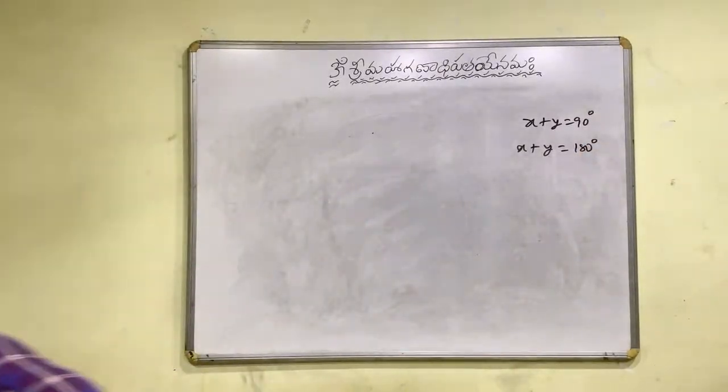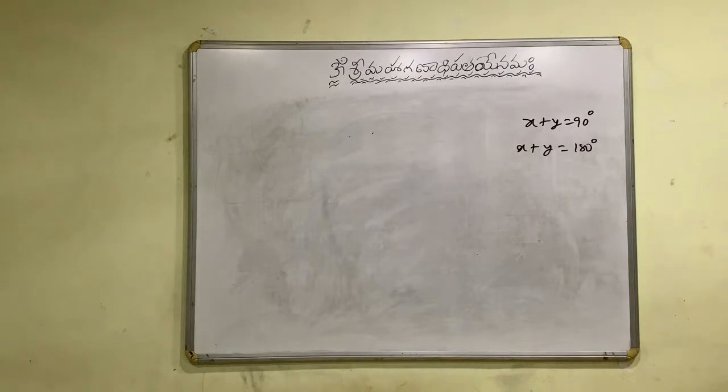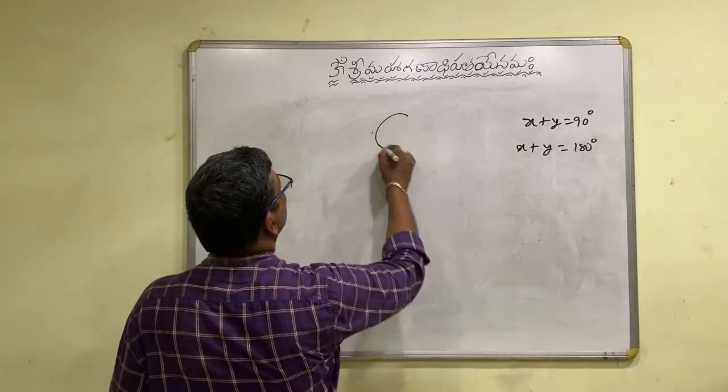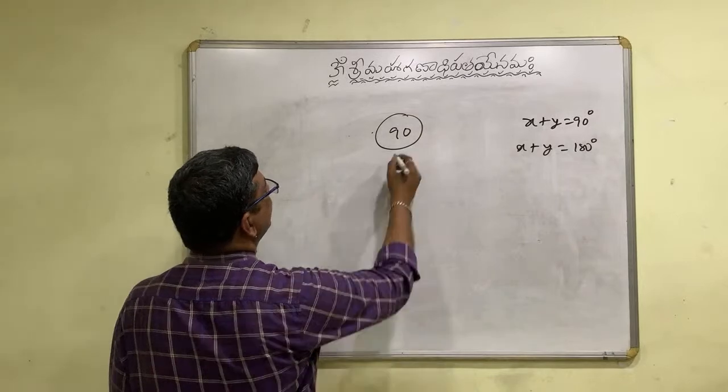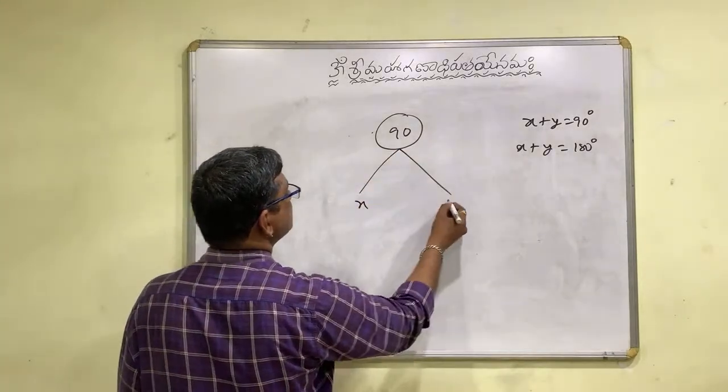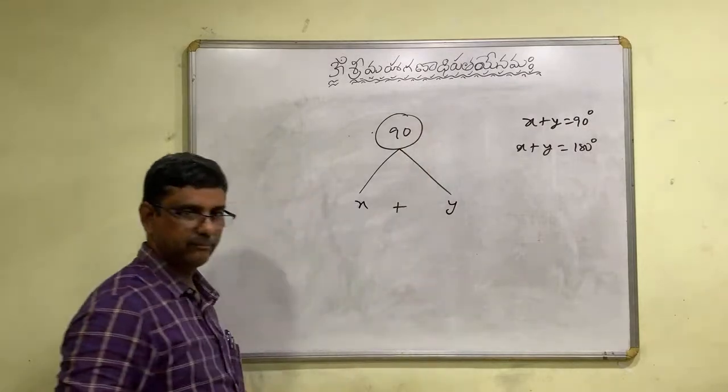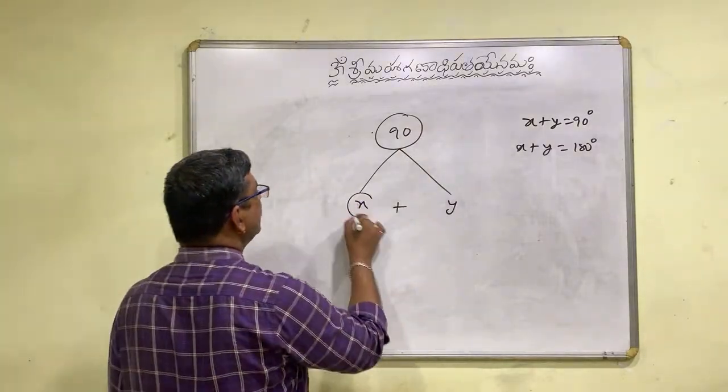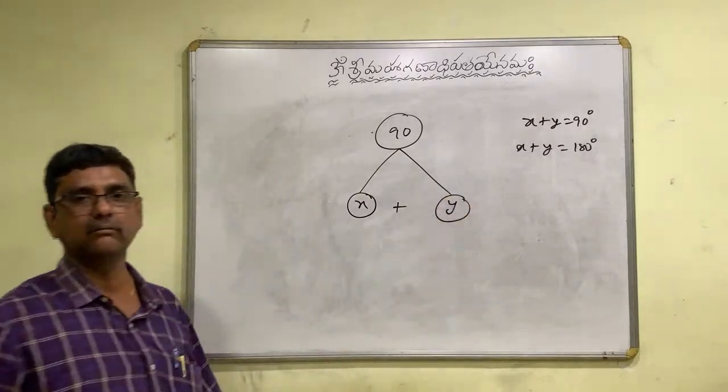Now the first question. Find the measure of an angle which is 36 degrees more than its complement. Complement means 90 degrees. There is an angle x and y whose sum is 90. దీంట్లో ఒక యాంగిల్ ఇంకో దానికంటే 36 ఎక్కువ.